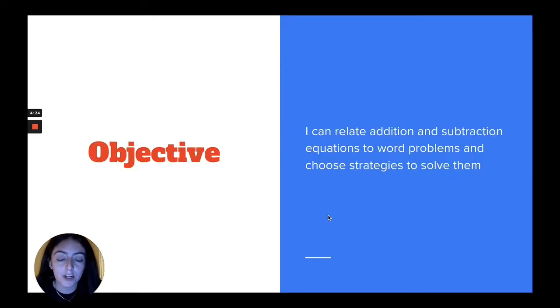Okay, let's get started. Today's objective is that we're going to relate addition and subtraction equations to word problems and choose strategies to solve them. So far in math, we've learned so many strategies that you can use when solving a problem. Think about a 10 frame, a number path, a number bond. You can also use your fingers, you can use circles. There's a lot of strategies that we've learned that will help us solve the problem quicker. Now what we're going to do today is solve problems that are in like a story.